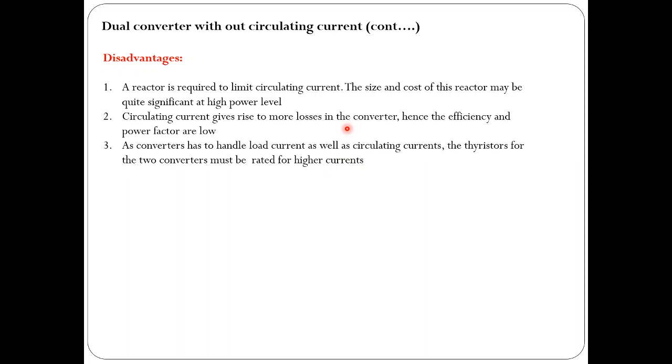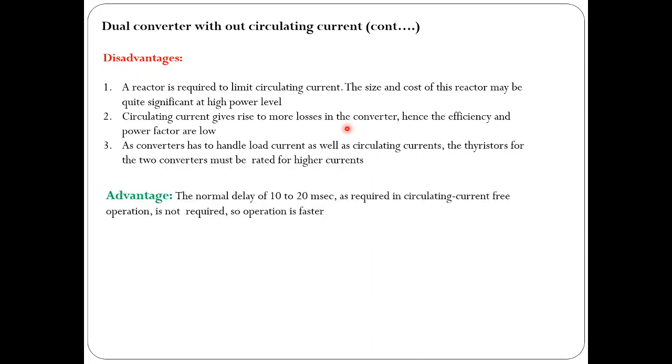As the converter has to handle the load current as well as the circulating current, the thyristors of the two converters must be rated for higher currents. You have to select thyristors with a higher current rating, because the thyristors in the converters do not handle only the load current. They also need to handle the circulating current, so their rating must be selected to be very high.